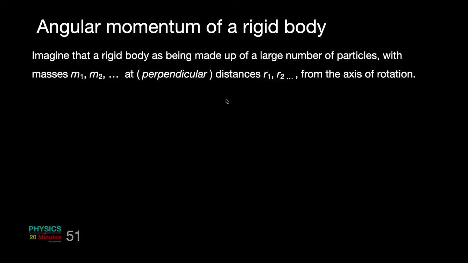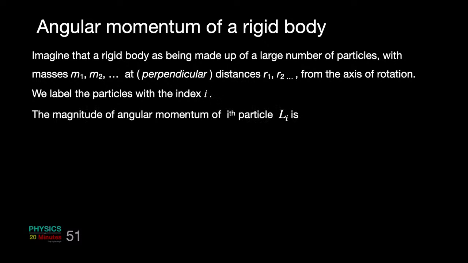Now, how do we find the angular momentum of a large rigid body which has a large number of particles? That is a fairly straightforward procedure. We divide the body into a large number of particles having masses m1, m2, m3 and so on, each particle having distances r1, r2 from the axis of rotation. We can again use the index i as we had used earlier.